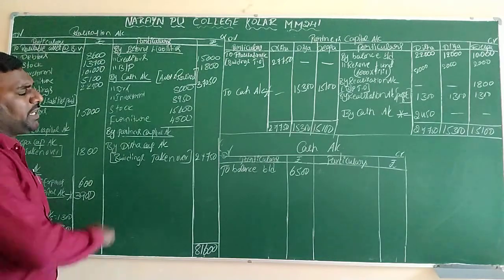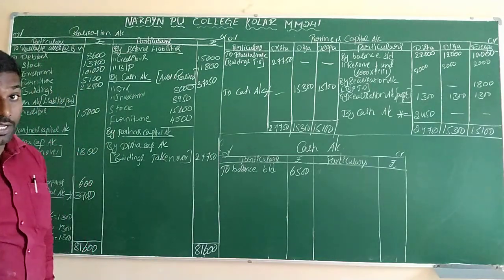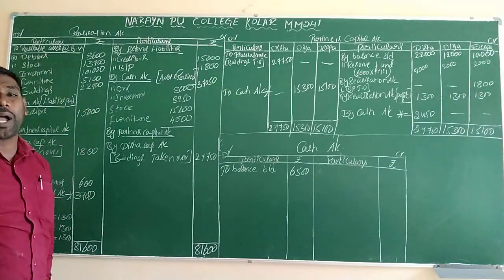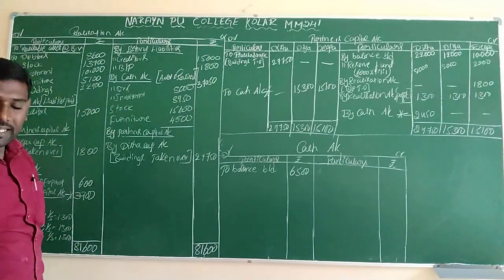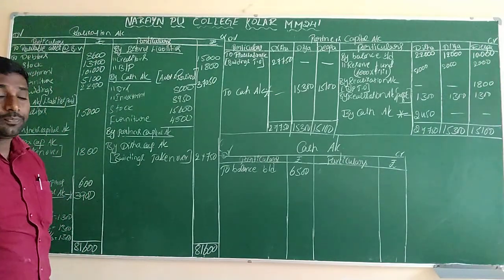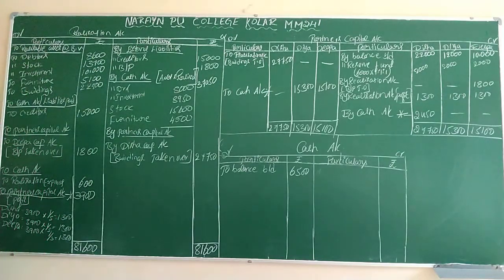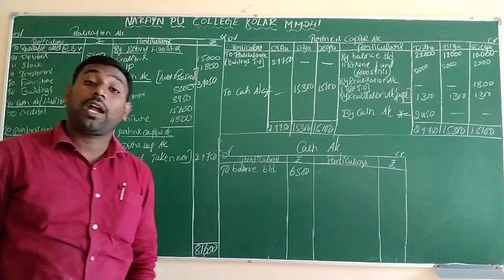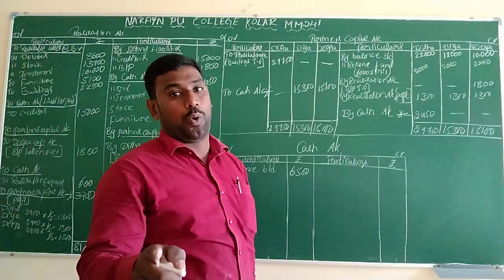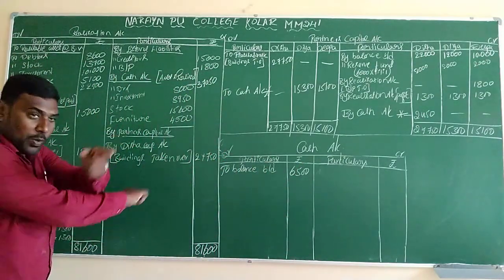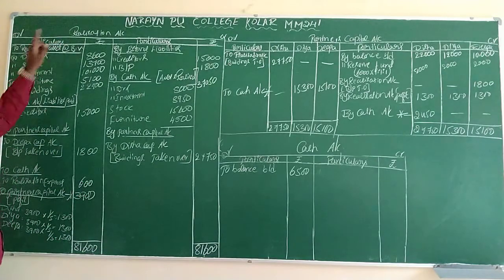Next, all the remaining transactions of the bank cash account which are reflected from the previous two accounts, that is the realization account as well as the partners capital account. Sometimes in the realization account, somewhere we have to use the term cash account. That cash will be transferred to the cash account in the opposite direction. Let's come to the realization account.